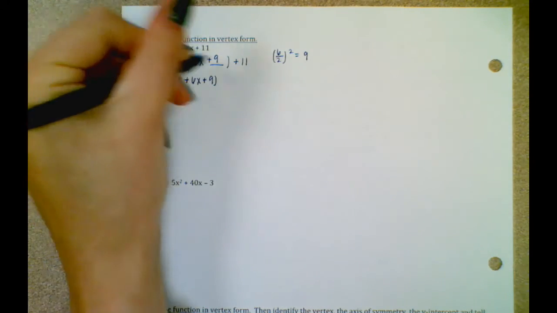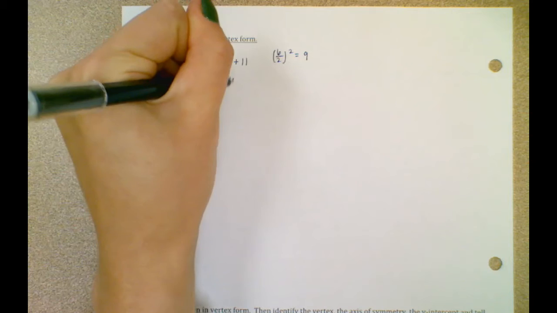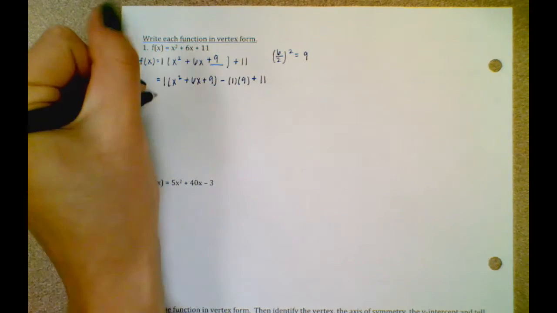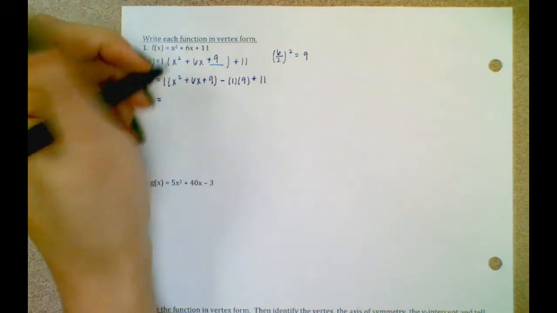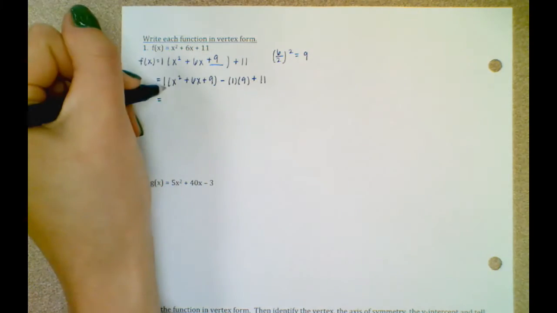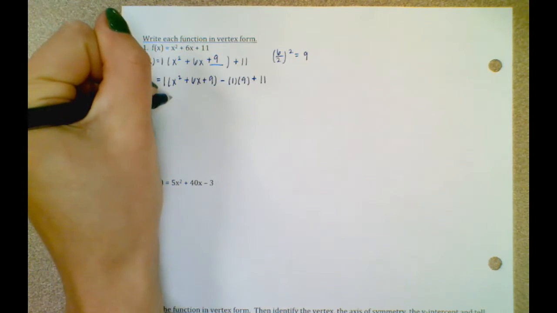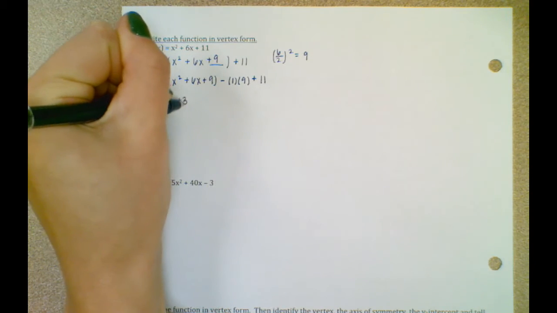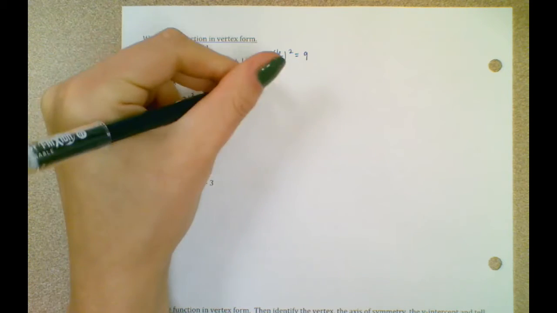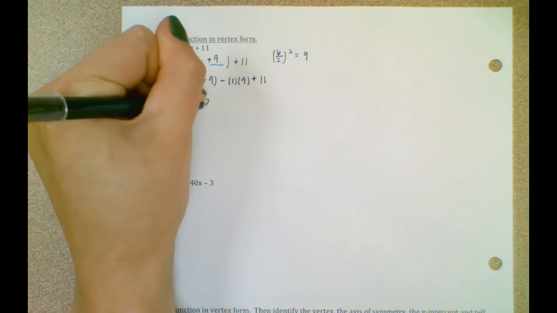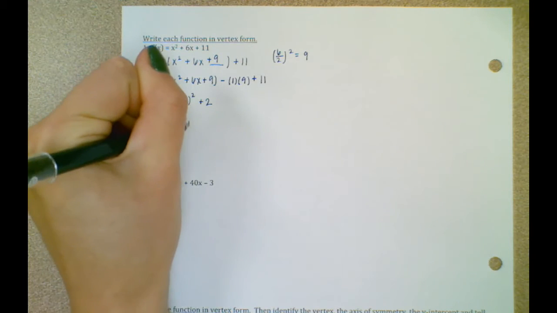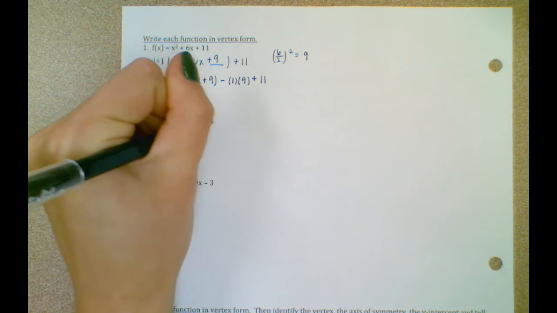So 1 times 9 is just 9, but I'll still write that out just for note purposes for you guys. Okay, so we get negative 9 right there. Now I'm going to go ahead and factor that trinomial. So that's going to be x plus 3 squared. Coefficient's 1. Negative 9 plus 11 is just 2. So my equation in vertex form is just x plus 3 squared plus 2.